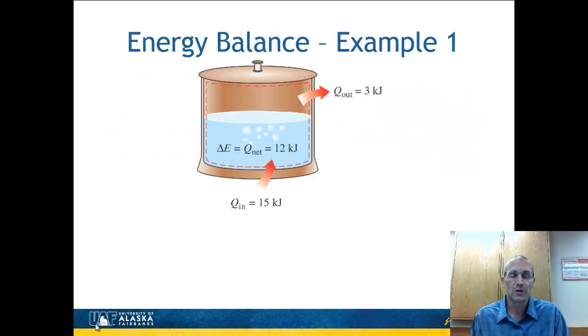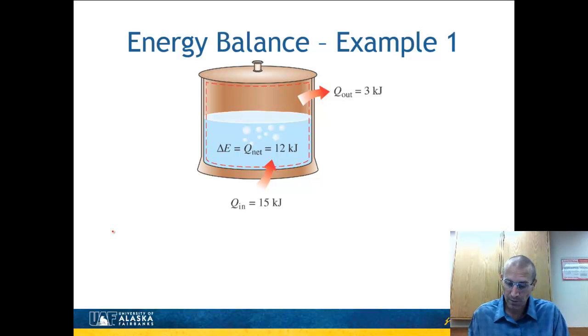Okay, let's go ahead and apply that to a couple examples here. Here's the first example where I have a pot of water and it's boiling and heat is entering the system, maybe by some sort of convective heat transfer. It's coming in at 15 kilojoules of energy, and it's also losing energy. It loses 3 kilojoules of energy.